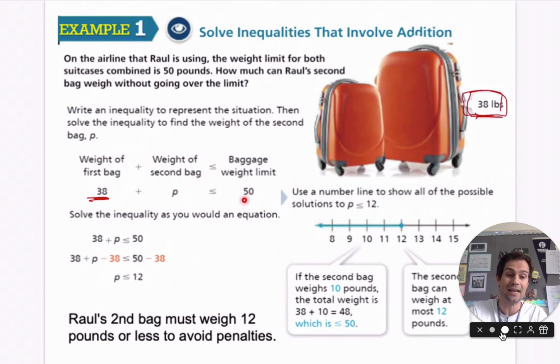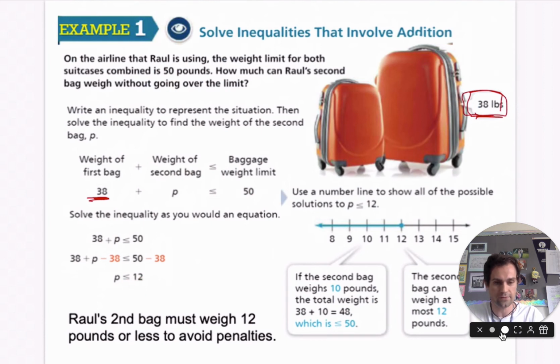It could be exactly equal to 50 pounds, so it's less than or equal to 50, or it could be anything smaller than that. So to solve for inequalities, it's the exact same process as solving for an equation. We have our inequality here. We want to solve for p, so we're going to take the inverse operation. We are going to subtract 38 from both sides. So p is less than or equal to 12.